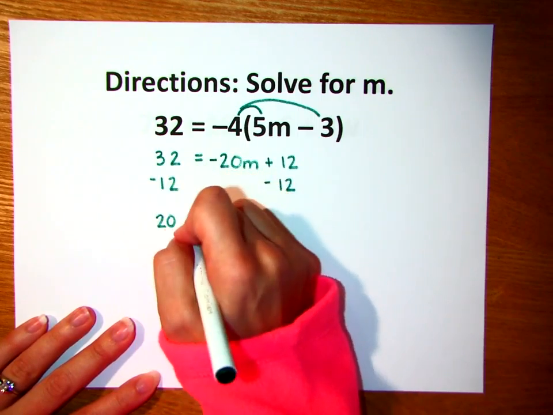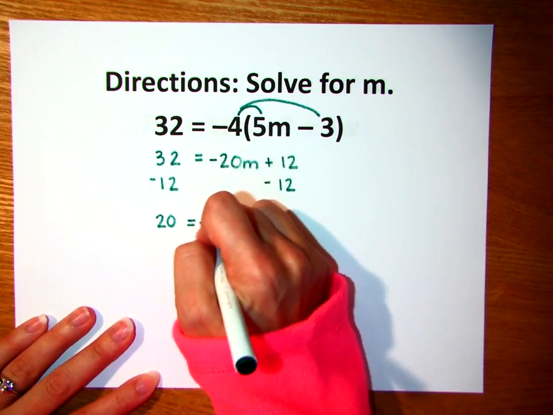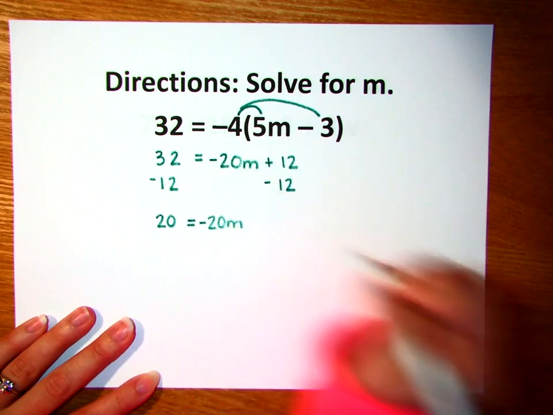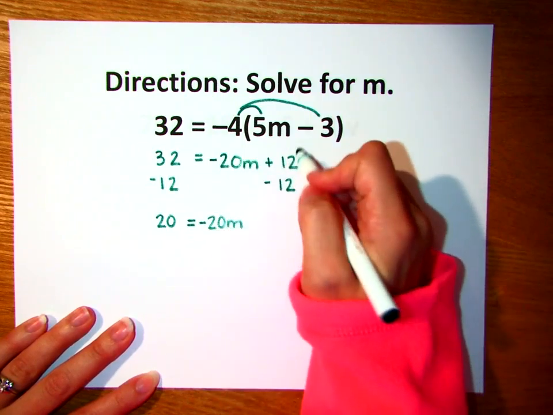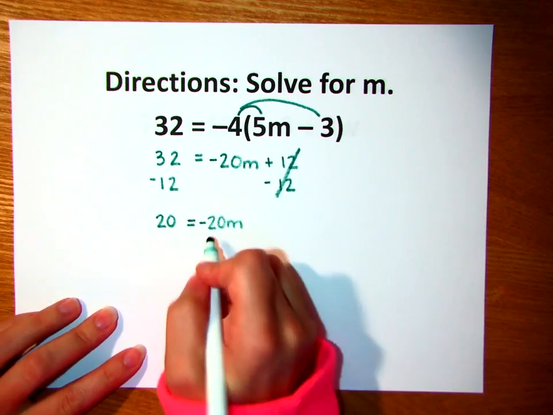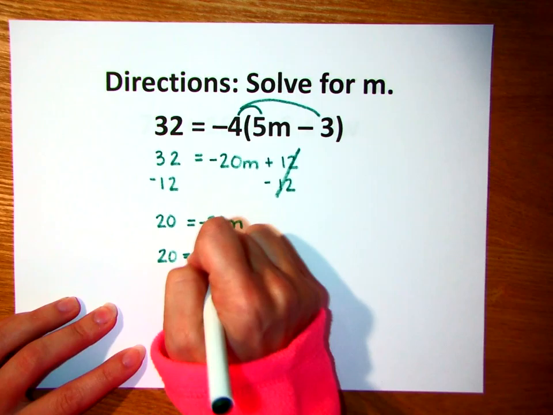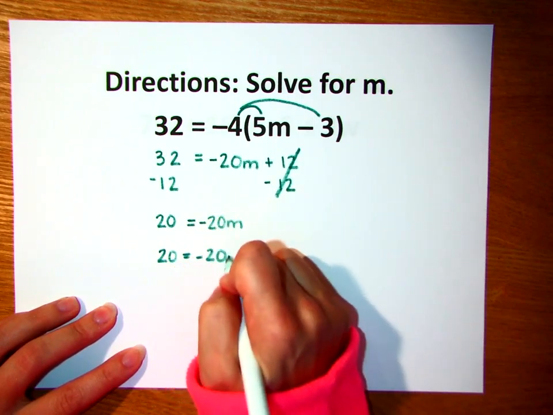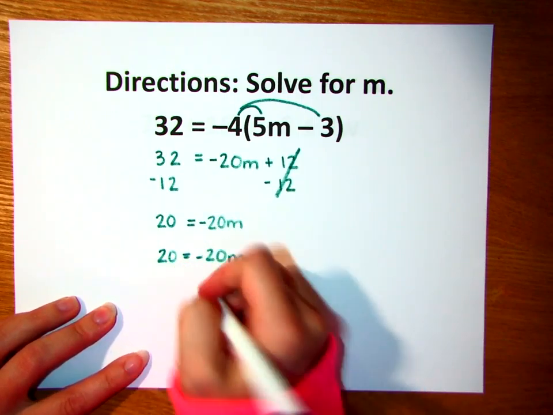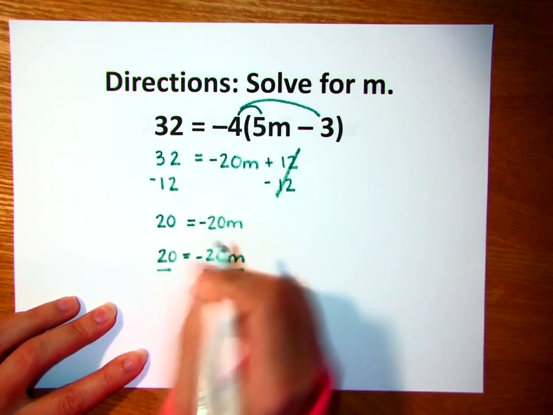Bring down your equals. We haven't used this negative 20m at all yet. But 12 minus 12, that will cancel. That will go away. So now we have negative 20 times m. Just like we've had on the previous steps, the opposite of multiplication is division. So we're going to divide both sides here by negative 20.